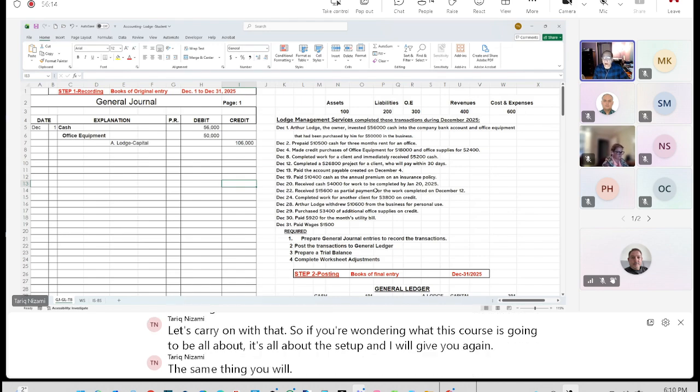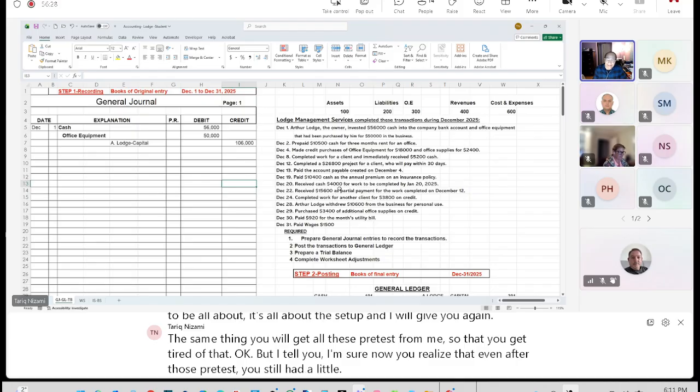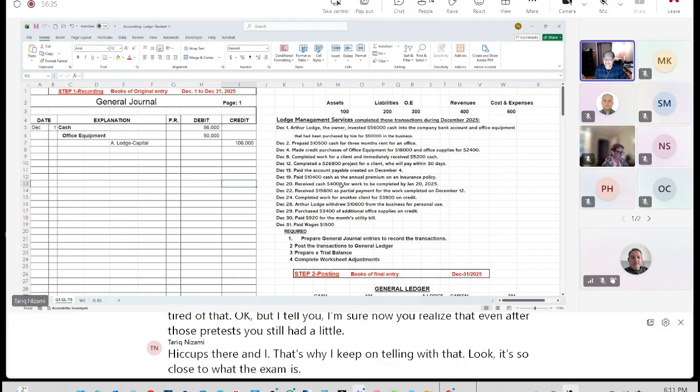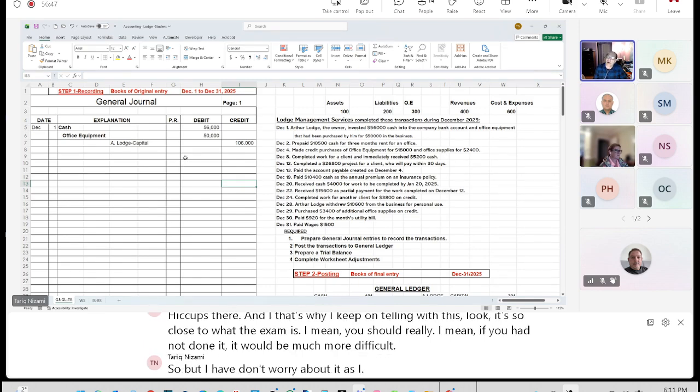You will get all these pre-tests from me so that you get tired of that, okay? But I'm sure now you realize that even after those pre-tests, you still had a few hiccups there. That's why I keep telling you it's so close to what the exam is. If you had not done it, it would be much more difficult. But don't worry about it. As I always say, I'm always there, okay?